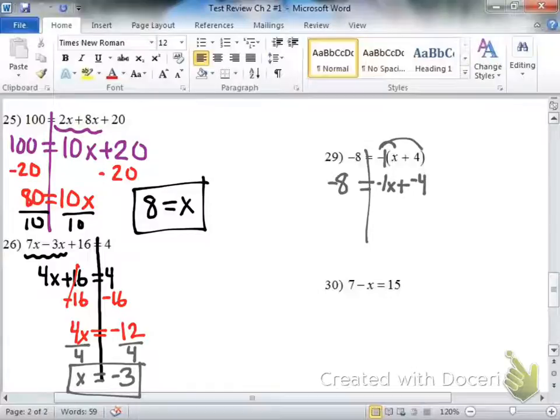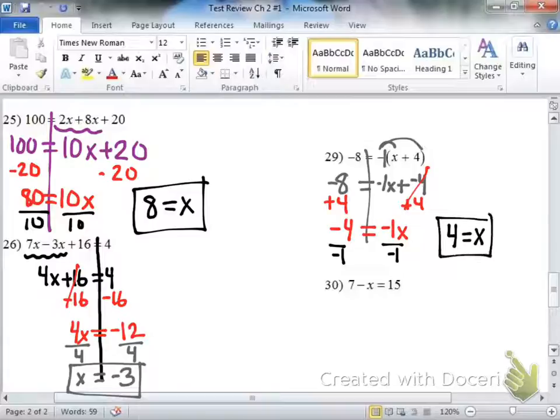I want to undo the adding negative 4, so I need to subtract negative 4. Subtracting a negative is the same thing as addition. So I need to add 4 to both sides in order to get that to go away. That gives me negative 8 plus 4, which is negative 4, equals negative 1x. And the final step is to divide both sides by a negative 1. Negative divided by a negative is a positive. 4 equals x, or x equals 4, depending on how you like to write it. Questions on 29?